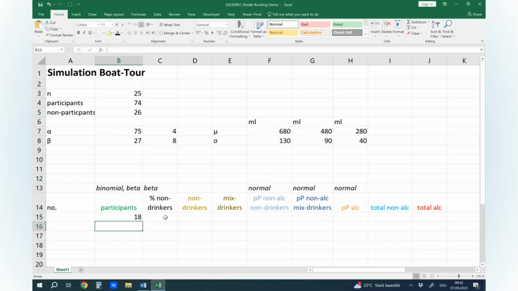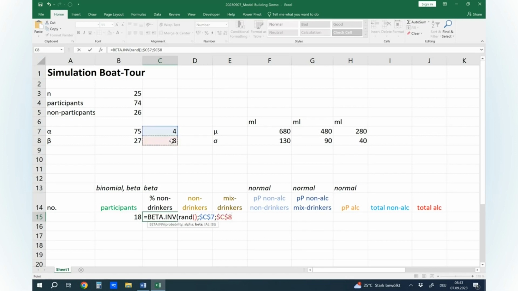Next, I want to simulate the percentage of non-drinkers using a beta distribution, with a random probability and alpha and beta being 4 and 8.